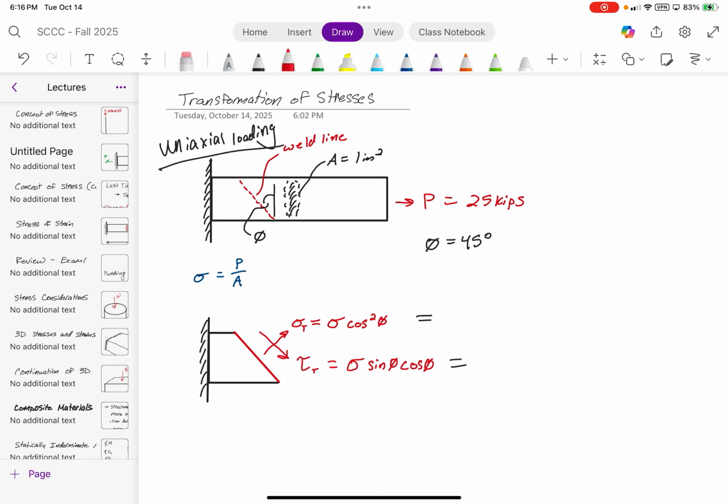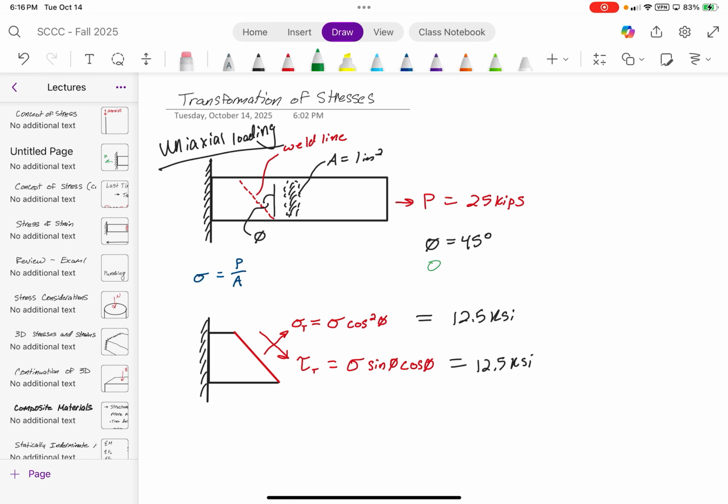12.5 for which stress? The bottom one, the shear stress? Yep, I get 12.5 ksi. Who here got the normal transformed stress? What'd you get, Olivia? And that's because the cosine of 45 and sine of 45 are the same thing. That comes from unit circle principles, if you remember that from algebra.